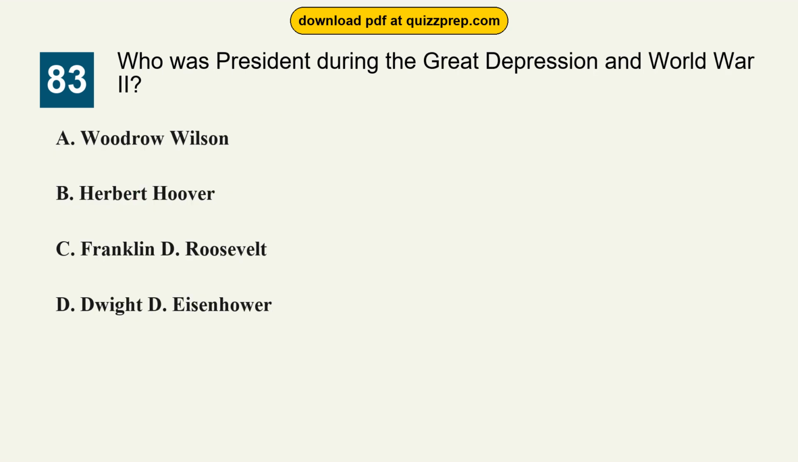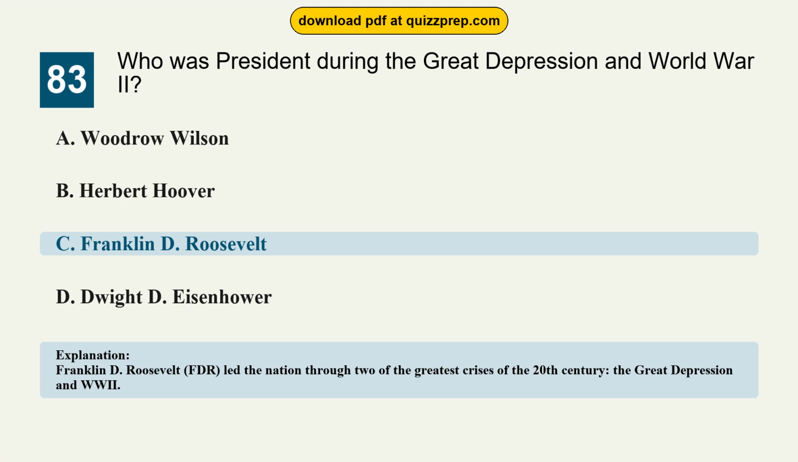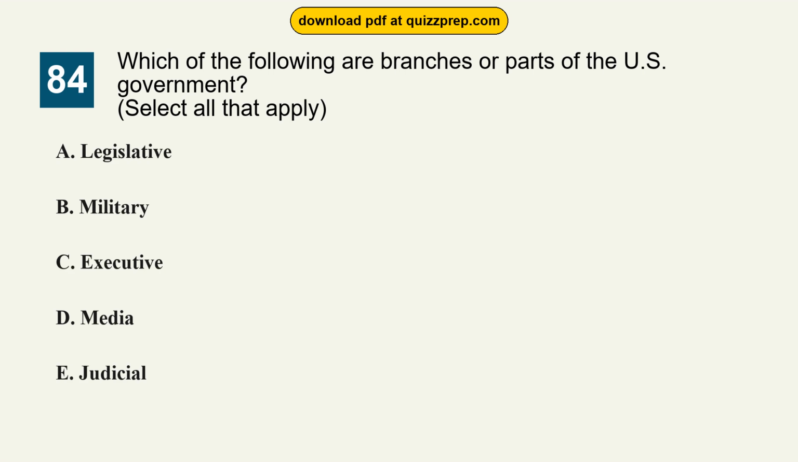Question 83. Who was president during the Great Depression and World War II? Option A, Woodrow Wilson. Option B, Herbert Hoover. Option C, Franklin D. Roosevelt. Option D, Dwight D. Eisenhower. The correct answer is option C. Franklin D. Roosevelt. Franklin D. Roosevelt, FDR, led the nation through two of the greatest crises of the 20th century, the Great Depression and World War II.